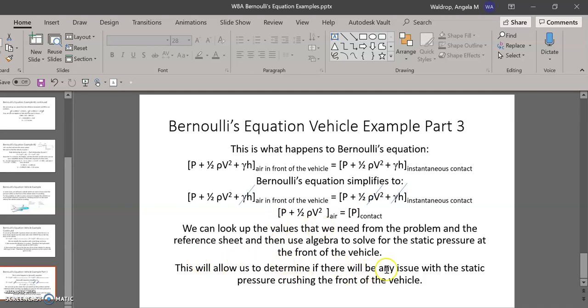This is going to allow us to determine if there's any issue with the static pressure that would crush the front of the vehicle. So again, when you get this simplified equation for any vehicle problem, this velocity is the velocity that the vehicle is traveling. The density you'll have to look up is the air or the water that's traveling around the vehicle. This P is the pressure of the air or the pressure of the fluid that's flowing around the vehicle. And this is going to be the contact pressure on the front. Okay? So you can very simply solve for that value.